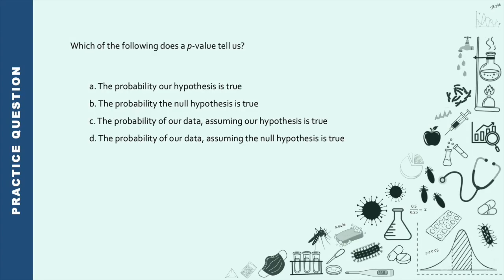Here's a practice question. Which of the following does a p-value tell us? The probability our hypothesis is true, the probability the null hypothesis is true, the probability of our data assuming our hypothesis is true, or the probability of our data assuming the null hypothesis is true.